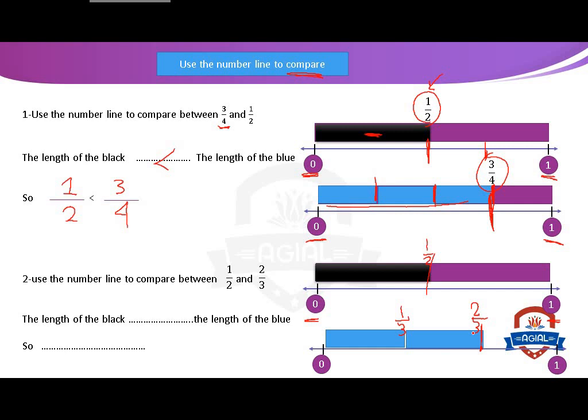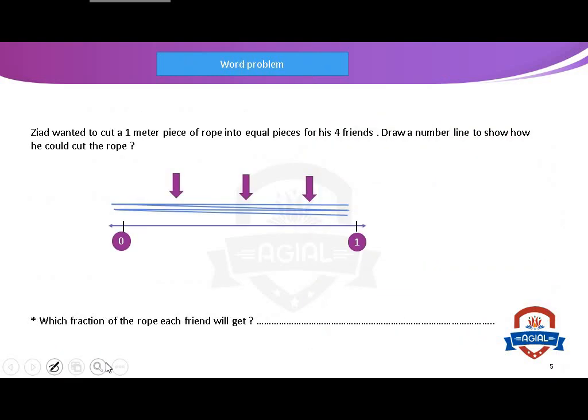Okay, so the length of the black in here is less than the length of the blue, so we can write half less than 2/3. Is this easy to use number line to compare between fractions? Okay. In here we have a word problem.